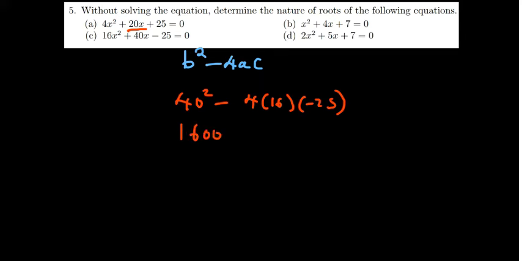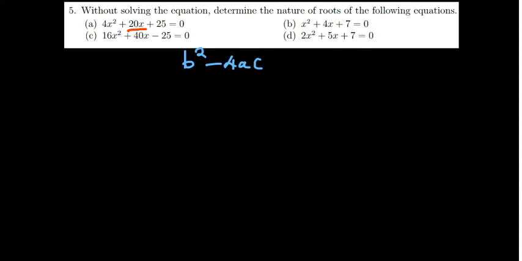1600. 4 times 16 times 25. So 1616. So 0. So when you get to 0, what did I say? I said equal and real. Then the last one, you can try it out.